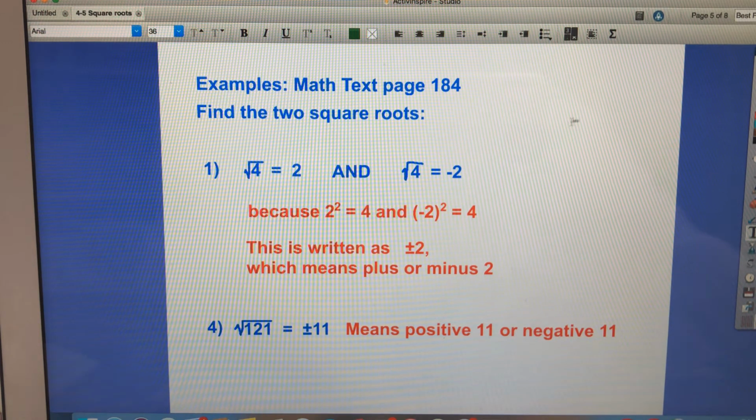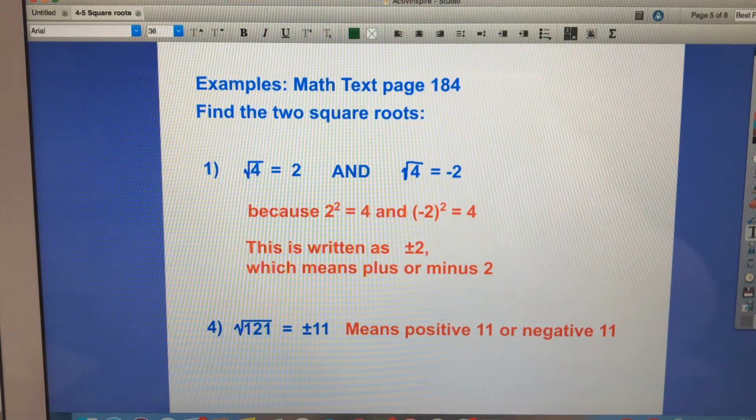Examples. So the square root of 4 equals 2 and the square root of 4 equals negative 2 because 2 squared equals 4. Negative 2 squared equals 4. Therefore, my answer is written as plus or minus 2. Square root of 121 is plus or minus 11. It's either a positive 11 or a negative 11.